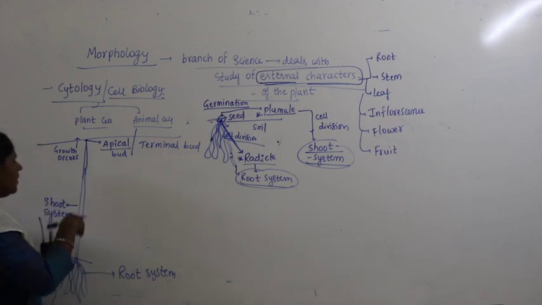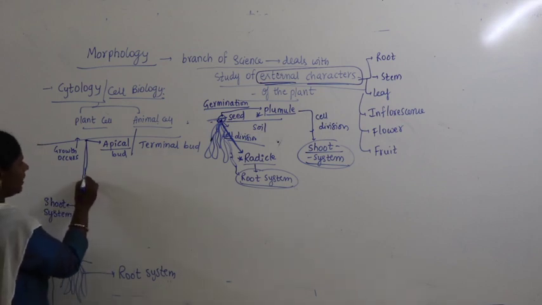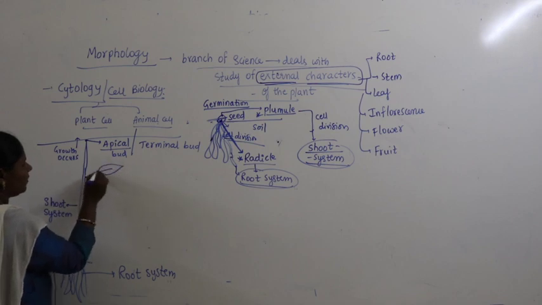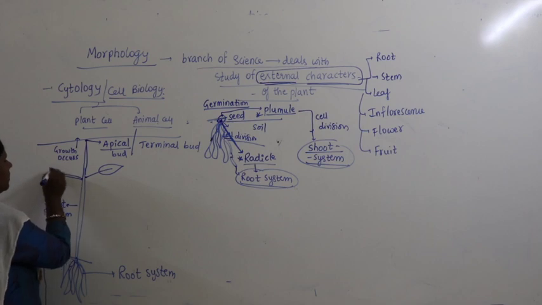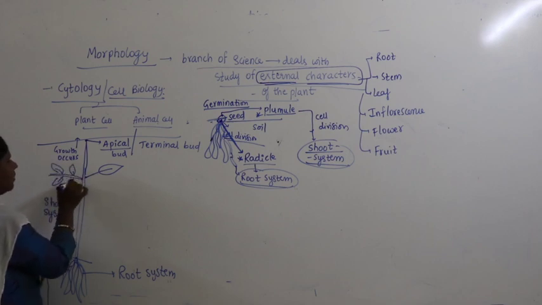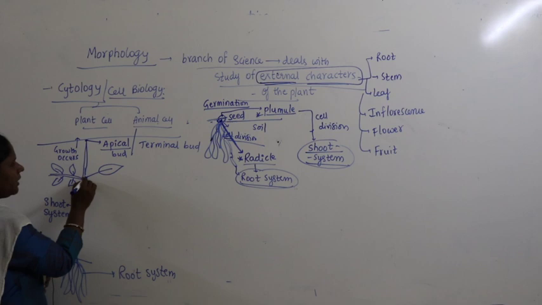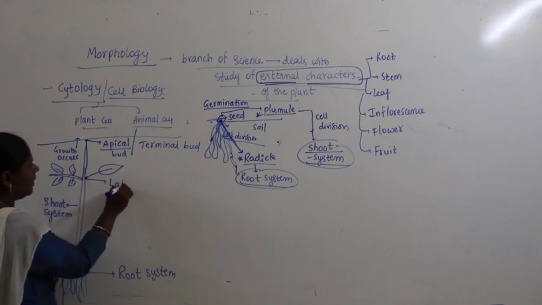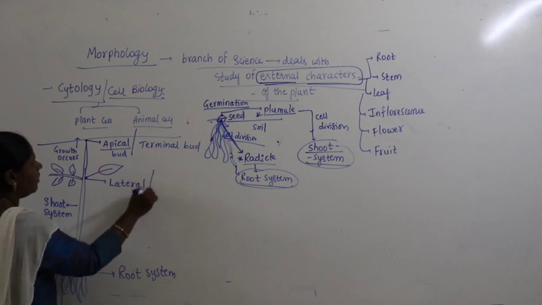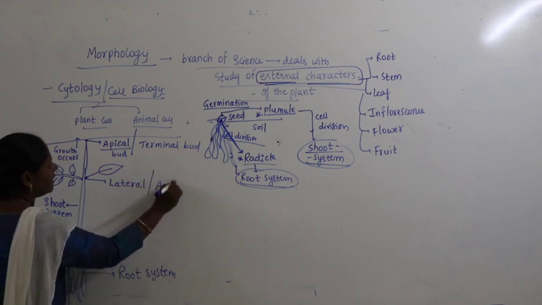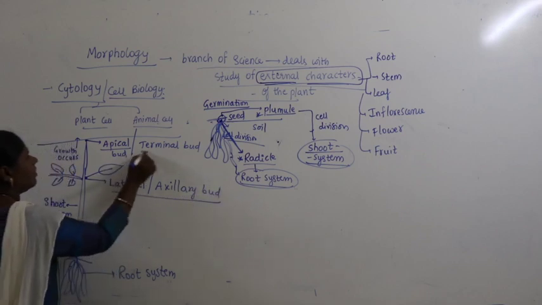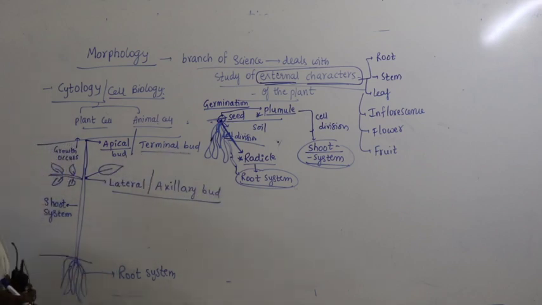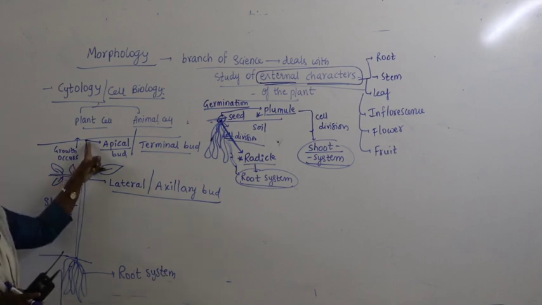Okay. Now, we see the place where there may be formation of a leaf or the place where there may be formation of a branch. There also growth occurs. Now, the bud present laterally is called the lateral bud, or it is called the axillary bud. What I am trying to say is, at the tip growth occurs.